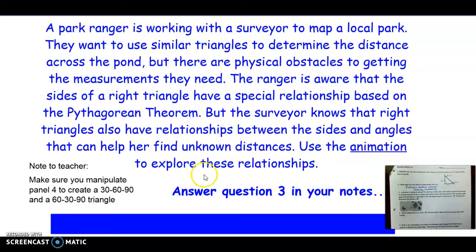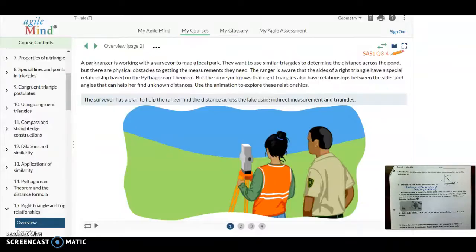So in the problem of the park ranger trying to find the distance across the pond, we've used congruent and similar triangles like I said, but in this case there are physical obstacles that are getting in the way of the measurements needed. And so the ranger is aware that the sides of a right triangle have special relationships based on the Pythagorean Theorem, but knows that right triangles also have relationships between the sides and angles that can help her find the unknown distances. So we're going to look at this animation to see if that will help us here.